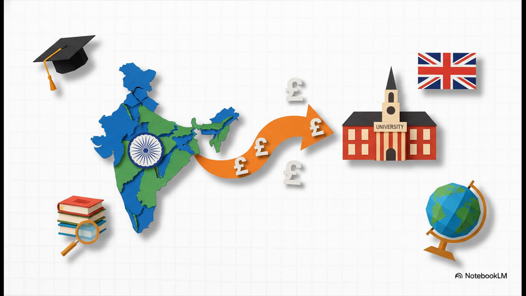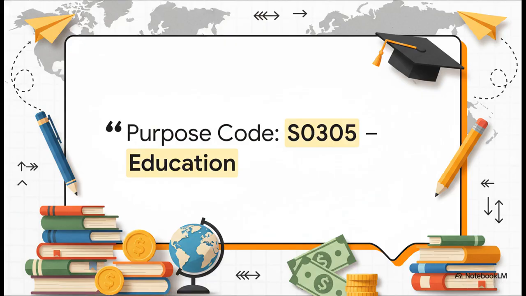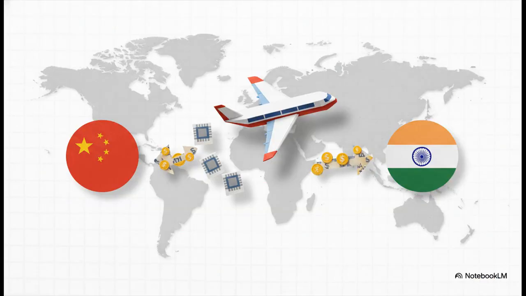Now, this is a big one for so many families. Your child is studying at a university in the UK, and it's that time of year again, you have to pay the semester tuition fees. This is a very specific kind of payment going out. The code you're looking for here is S0305. It's literally just labeled education. This makes it one of the most straightforward codes to find when you're paying for any fees related to studying abroad. Easy peasy.